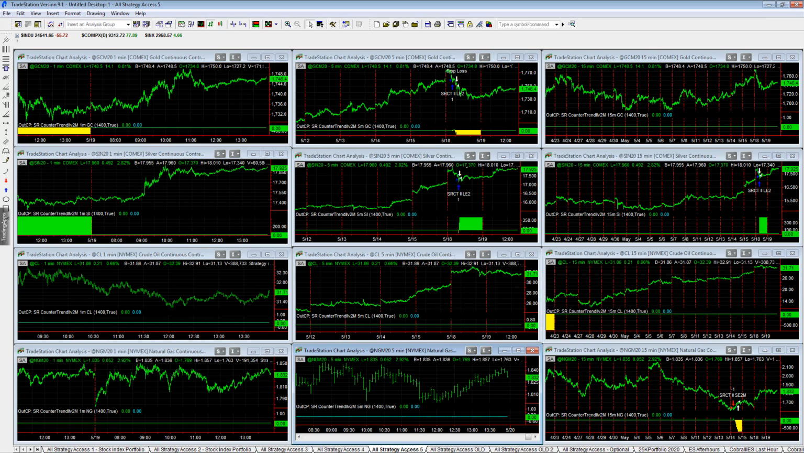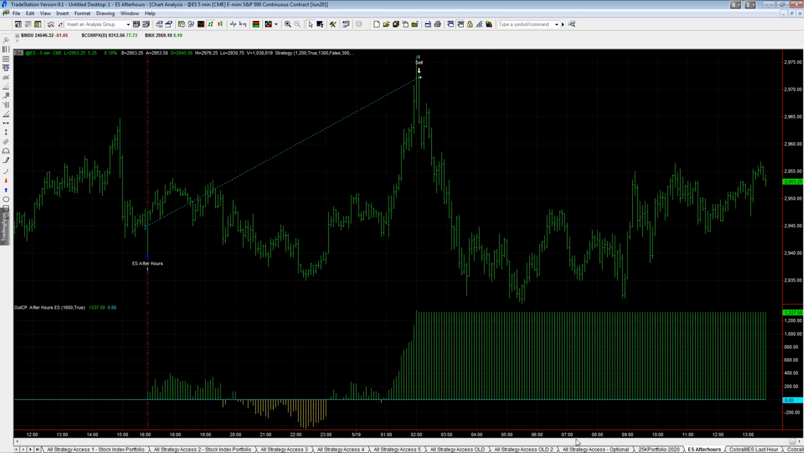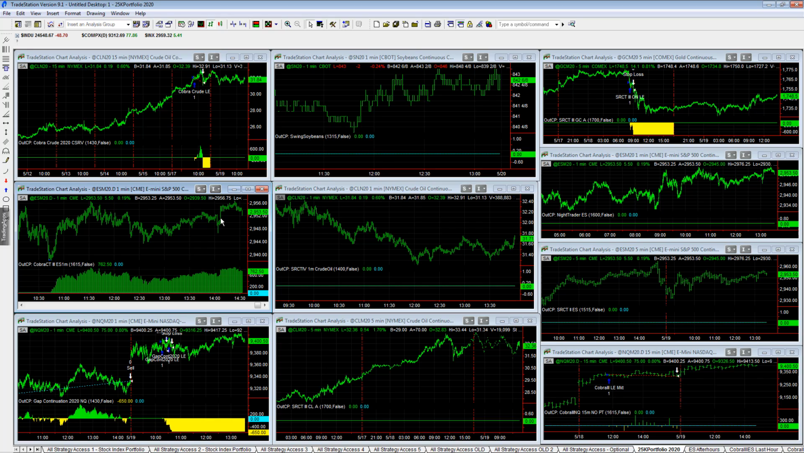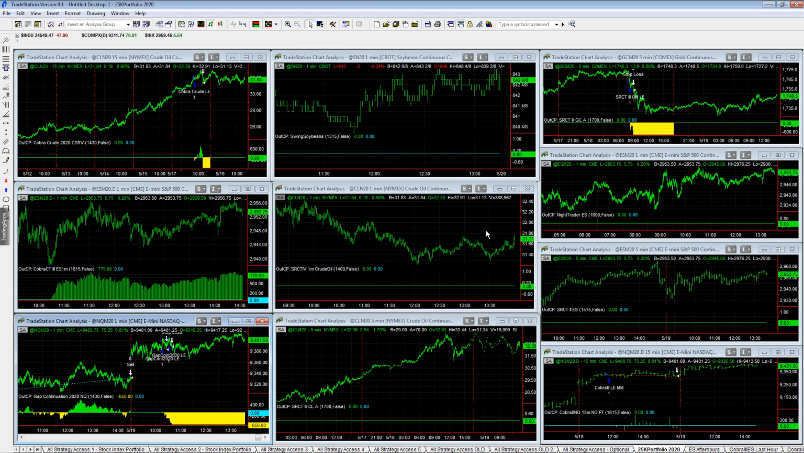And then All Strategy Access 5, there are no trades today. And those are the trades on the day. Once again, E-mini S&P after hours was the trade of the day. How do these look in the 25K portfolio? You see today, Cobra CT3, 1 minute, plus 762.50. Gap continuation, minus 650. And those are the trades so far.